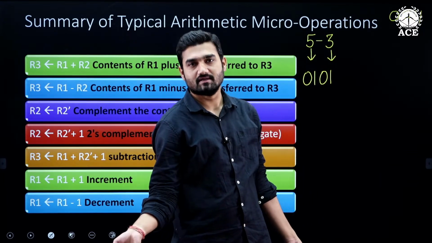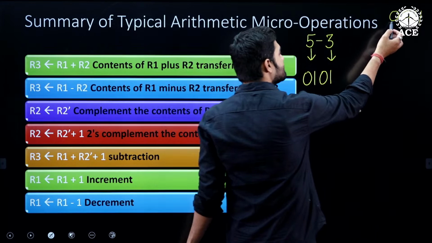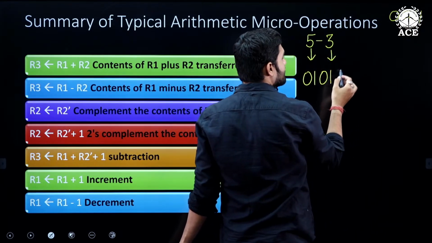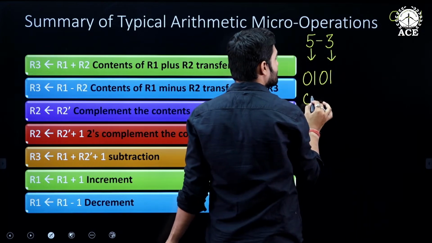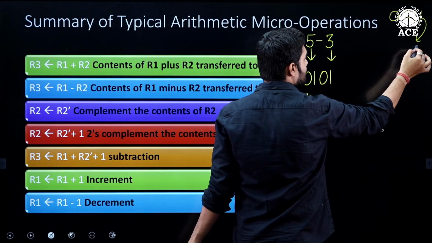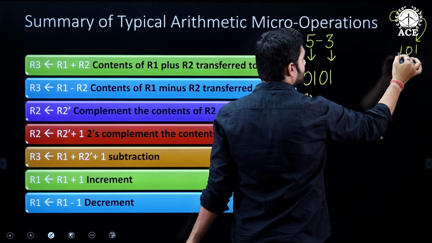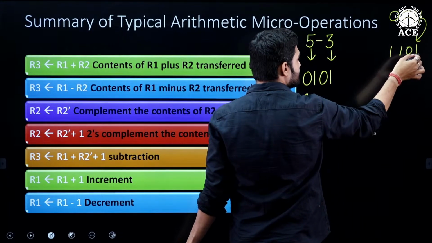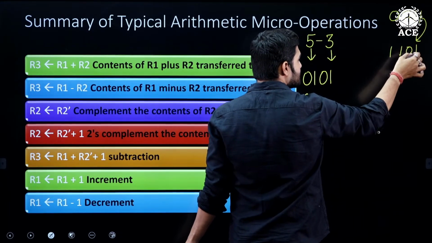Arey, this is how we study, right? Now, minus 3 is all about this part. So if I have to write minus 3, I will write this. So just take 2's complement. 2's complement is what? 1, 0, 1, 1. This is the 2's complement of this particular plus 3. And this is minus 3. This is plus 3. This is minus 3.